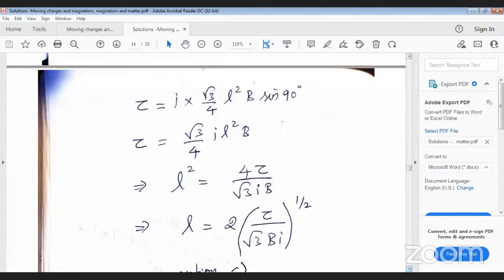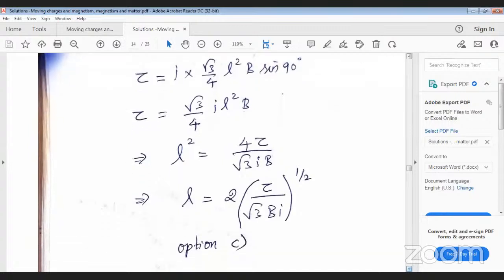So now we need to find the value of L. You can bring all the terms to the other side. That will give you L is equal to 2 into tau divided by root 3 BI, power 1 by 2. So this is how you need to solve the problem.